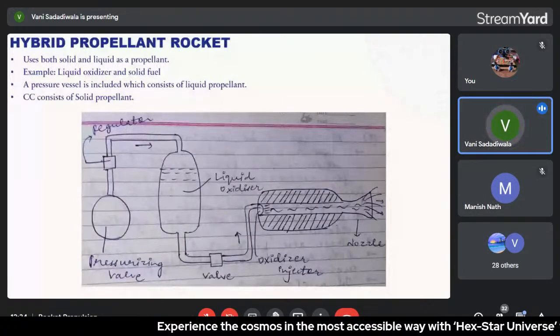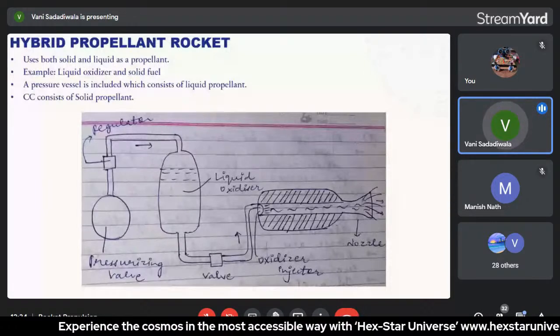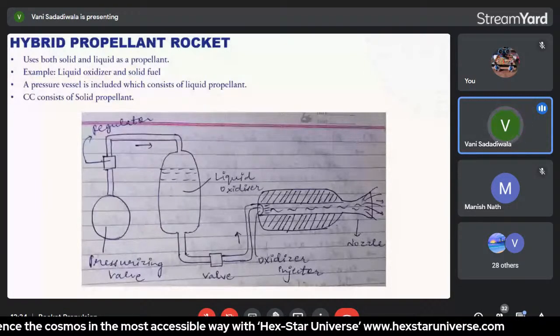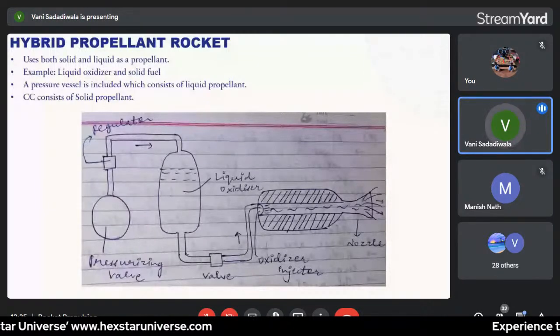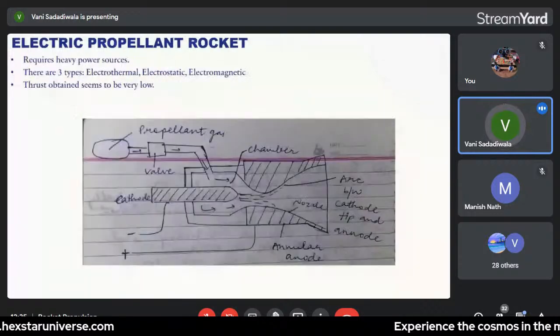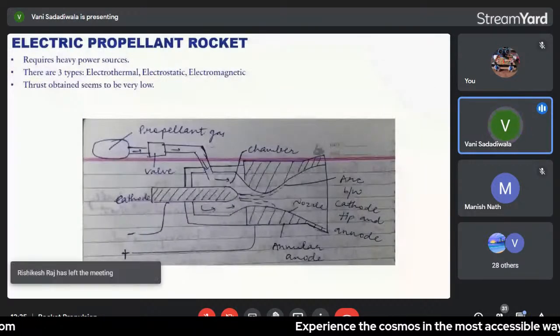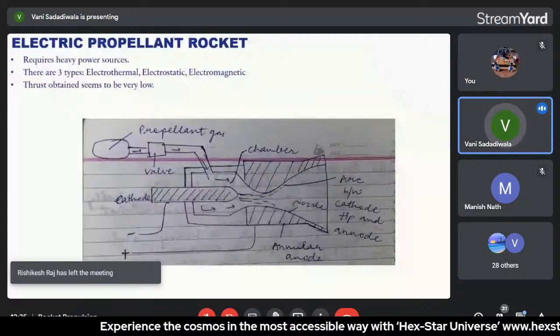The next is the electric propellant type, and basically it deals with heavy power sources. It is not at all advisable to use such motors if you are expecting a heavy amount of thrust at the end of the process, because the thrust obtained due to the reliance on heavy power sources is very low.